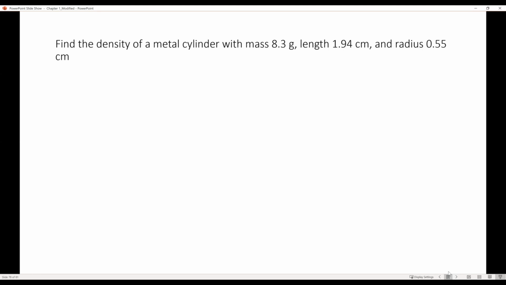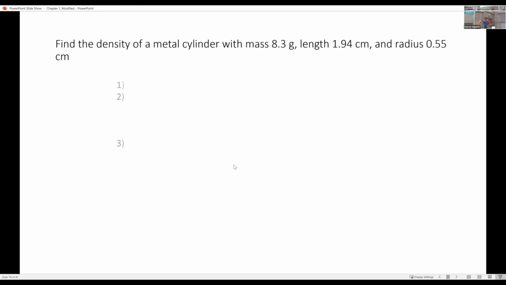So for this one, how many sig figs would you use? There are 3 measured numbers there. You would use the one with the least number of sig figs. It would be 2 sig figs, because you have 8.3 and 0.55. All right, good. So with the volume, you have the equation required. For a cylinder, what's the equation? 2 pi r times the length? So 2 pi r times the height or the length of the cylinder will give you the volume. You take the mass and divide it by that volume.